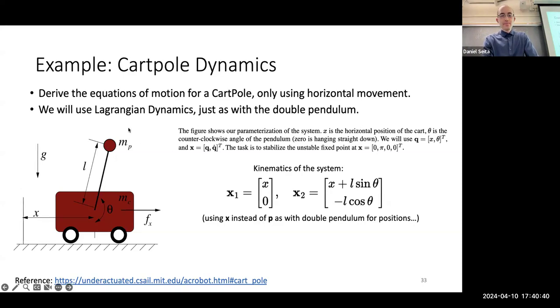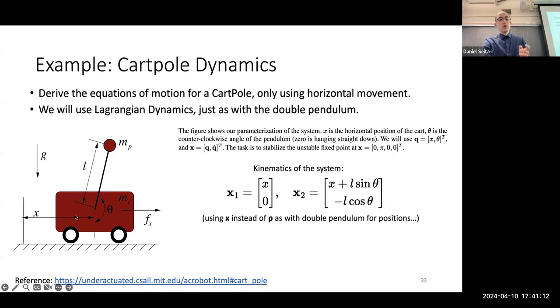So the way to think about this is you have the cart-pole here. The cart has mass MC, which is the mass of the cart. Then the mass of the pole is MP here. So the only mass is concentrated in those two. When you write out the kinetic energy, it's only going to contain those two masses.